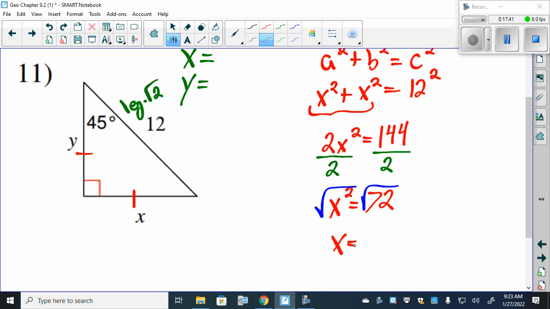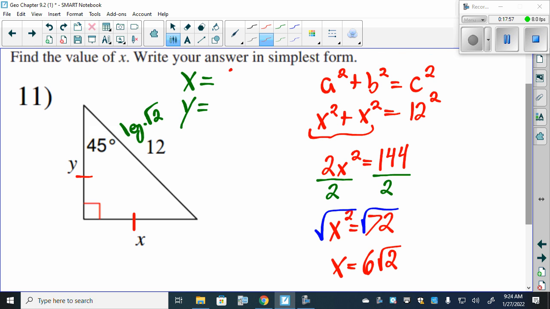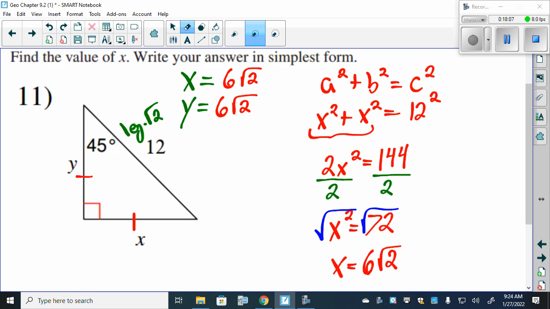And x is equal to 6 square root of 2. So that means the value of x and y here are both what? 6 times the square root of 2, yes? So x is 6 square root of 2, y is 6 square root of 2. Okay, that's kind of interesting.